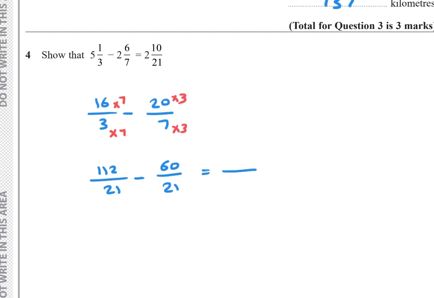So 112 minus 60 equals 52 over 21. 52 over 21 equals 2 and 10 over 21.